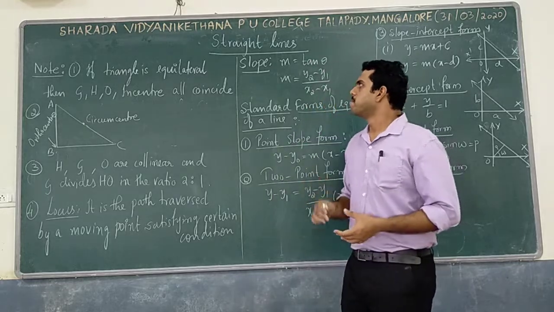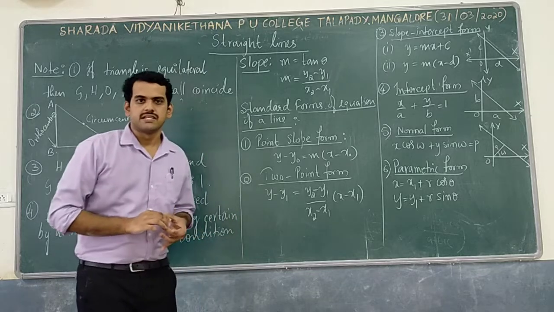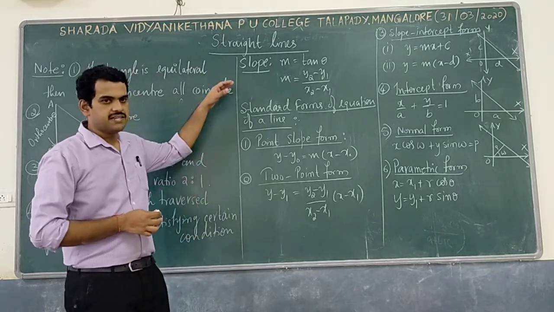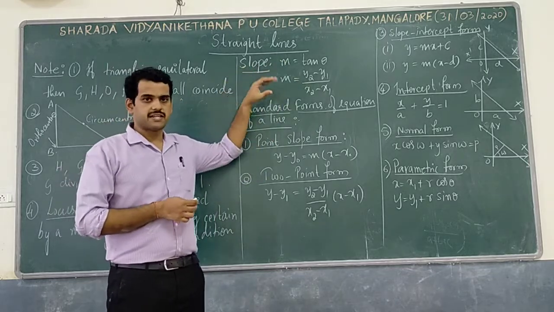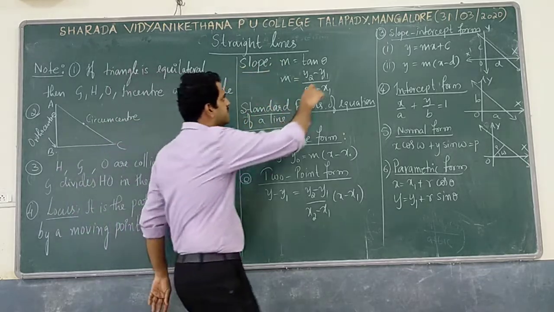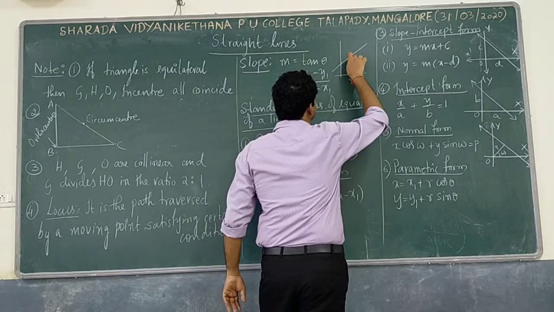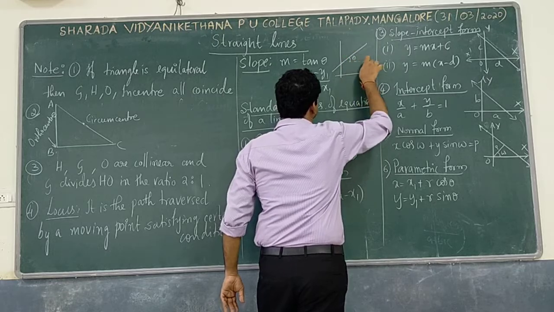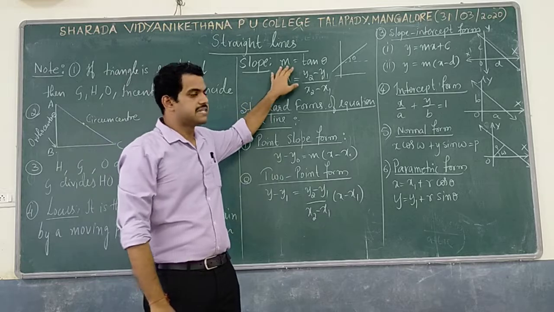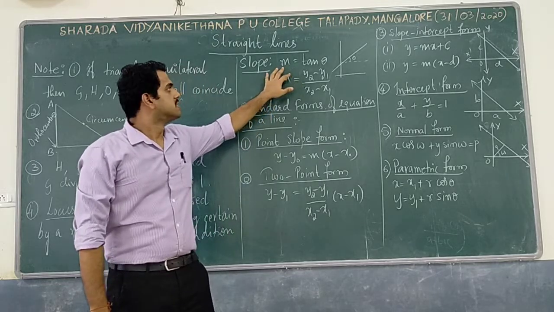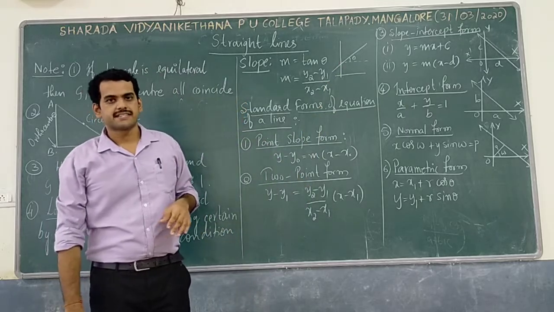And now coming to the main concept of coordinate geometry in straight lines, that is the slope of a straight line. What is the slope of a straight line? Suppose you take a straight line and it makes an angle theta with the positive x-axis, then slope denoted by the letter m is given by tan of the angle theta with respect to the positive x-axis.